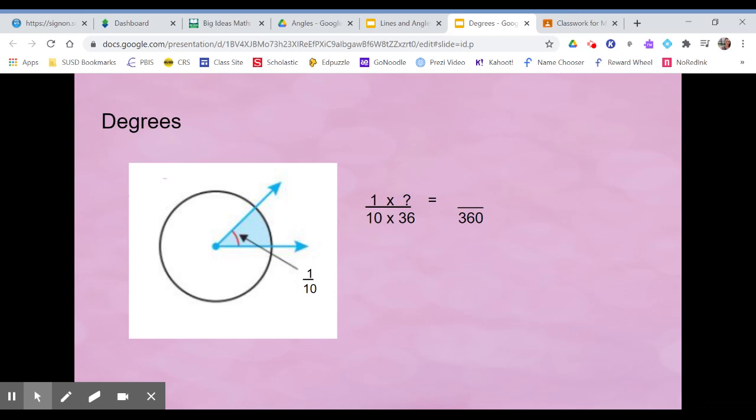So because we multiplied the denominator by 36, we also then have to multiply our numerator by 36. So 1 times 36 will also give us 36. Because now we have 36 over 360, we can take that numerator answer to write our degrees. So we get a final answer of 36 degrees.